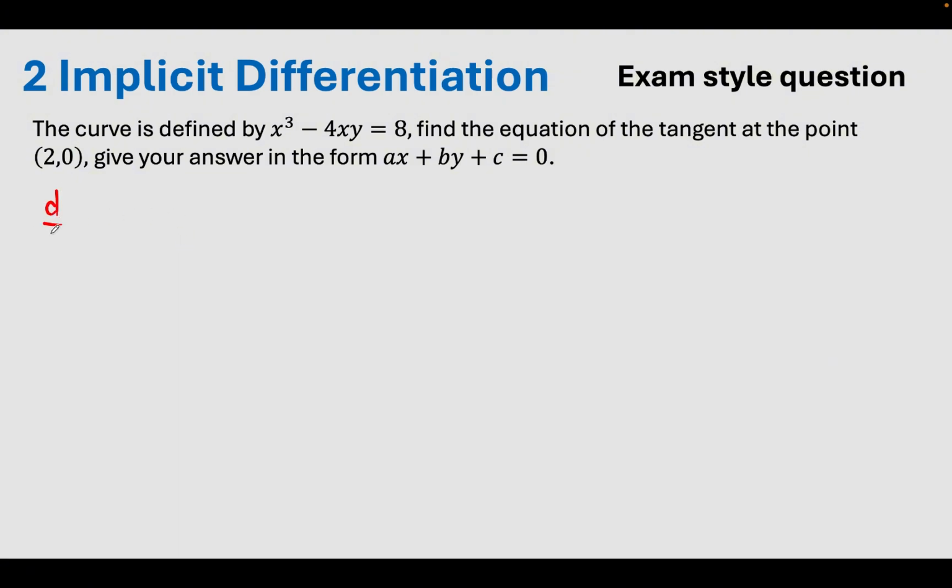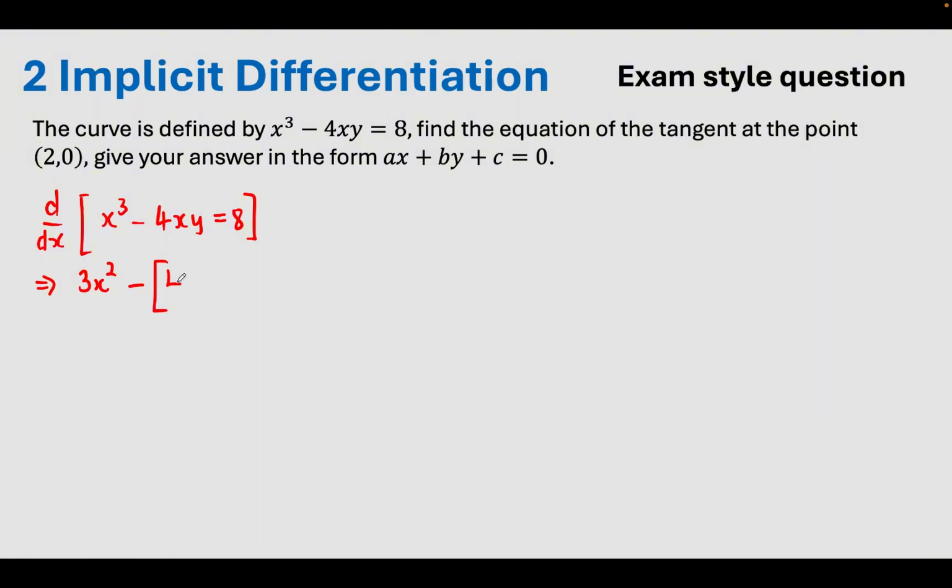So I'm going to start this the same way. I'm going to apply d by dx to the entire equation. So then I'll get d by dx of x cubed, which is just 3x squared. And here I have to use the product rule. Now I've got a minus in the front, so I'm just going to do the entire thing in a bracket.